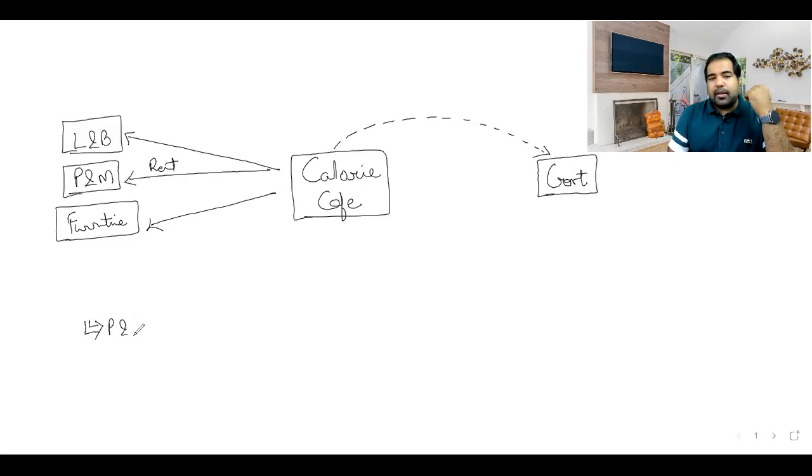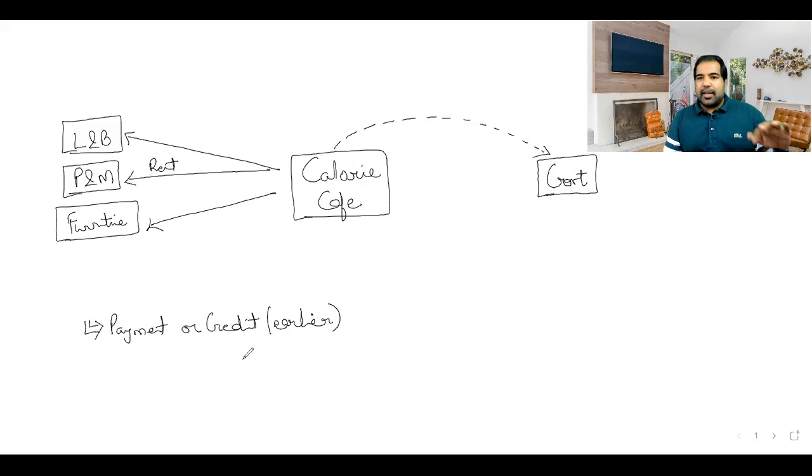I'm just going to write P or C, whichever is earlier. Payment or credit, whichever is earlier. So that is the most common, guys. Till now we were only doing payment, but now it's payment or credit, whichever is earlier. You will deduct TDS and you will pay me TDS at the rate of 10%.